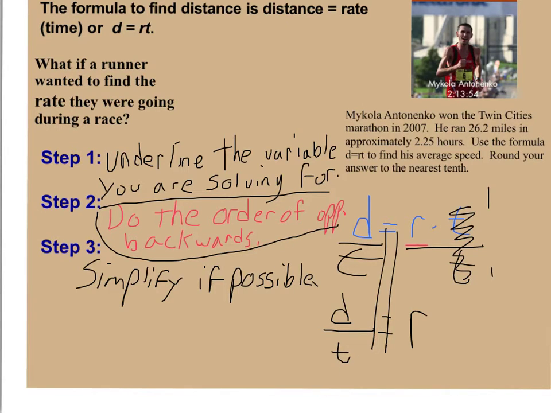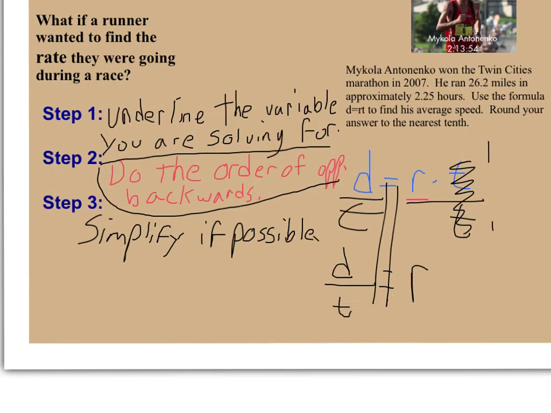So now what I did was I solved for R. So rate equals distance divided by time. I was able to move things away from R. Now I can use my new formula to solve this question.